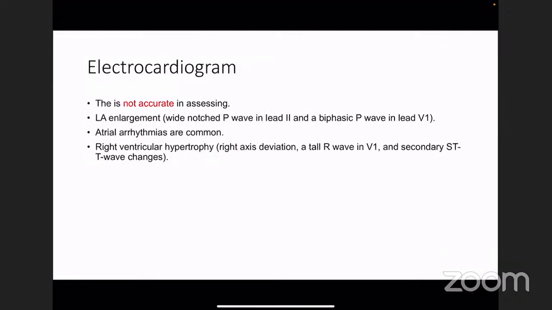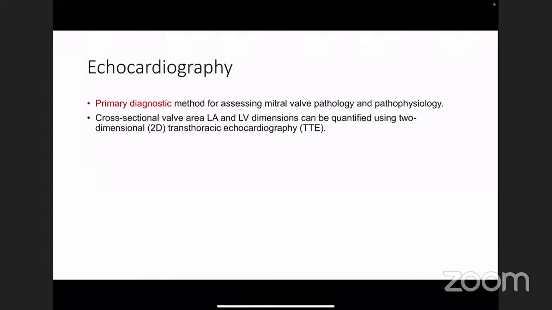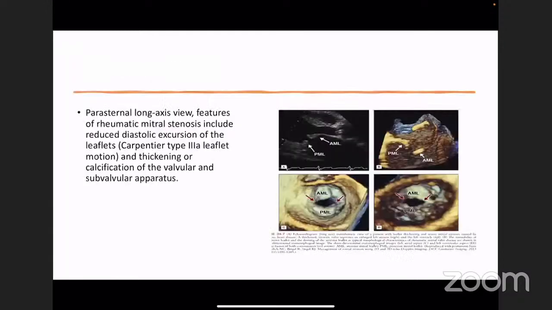In the ECG, it's not accurate to assess, but we can see LA enlargement, atrial arrhythmias are common, and right ventricular hypertrophy. Echo is the primary diagnostic method for assessing mitral valve pathology and pathophysiology. Cross-sectional valve area, LA, and LV dimensions can be quantified using 2D transthoracic echocardiography. In the parasternal long axis view, features of rheumatic mitral stenosis include reduced diastolic excursion of the leaflet, Carpentier type 3 leaflet motion, and thickening or calcification of valvular and subvalvular apparatus.